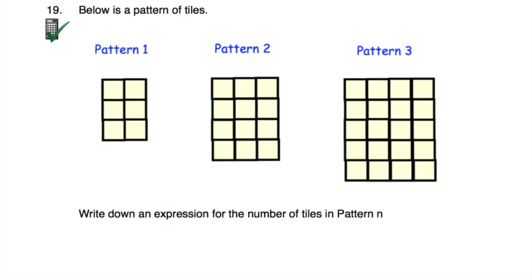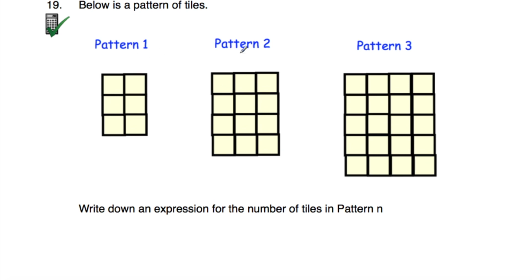Okay, let's look at our next question, question number 19. We've been given a pattern of tiles. So we've got pattern 1, pattern 2, and pattern 3. And we've been asked to write down an expression for the number of tiles in pattern n. In pattern 1, we've got 6 tiles. In pattern 2, we've got 4, 8, 12 tiles. And in pattern 3, we've got 5, 10, 15, 20 tiles. And so that's our pattern where we've got 6 tiles, 12 tiles, and 20 tiles.